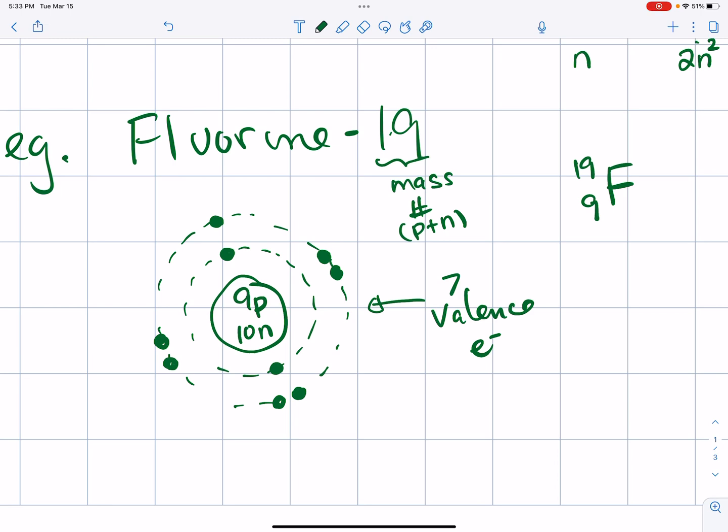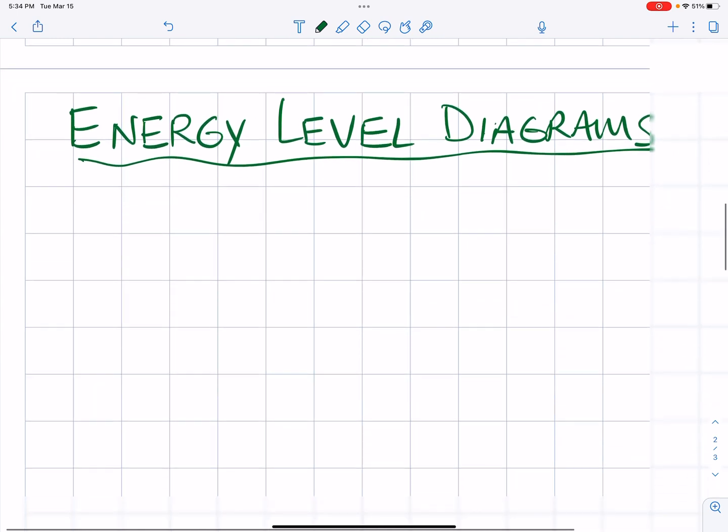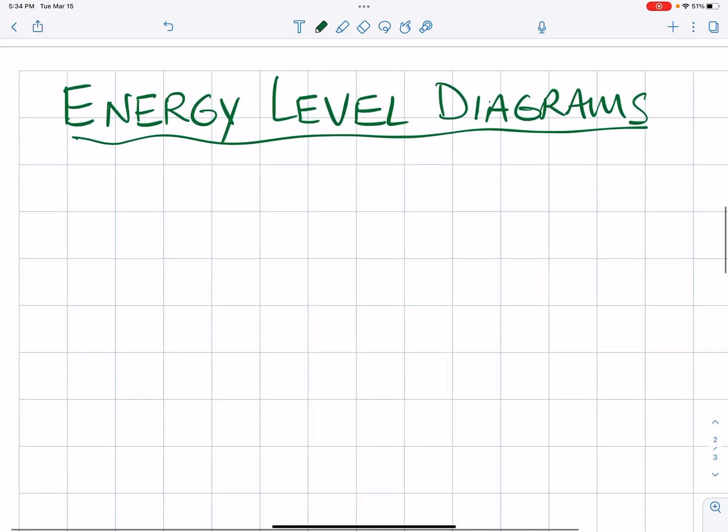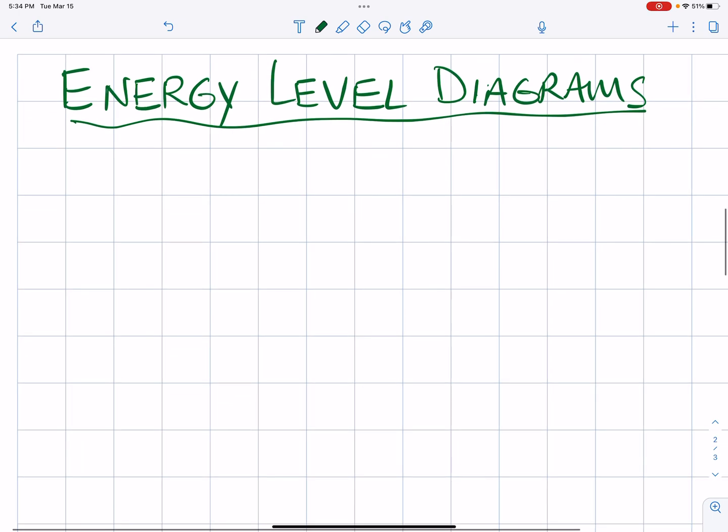So Bohr diagrams, pretty straightforward. There's a related idea called an energy level diagram. This is similar to a Bohr diagram, but easier to draw. For example, let's draw the energy level diagram for carbon. Notice we don't specify the mass number, so I'm not really interested in any particular isotope of carbon. We're just focusing in an energy level diagram on the electrons, the electrons in energy levels.